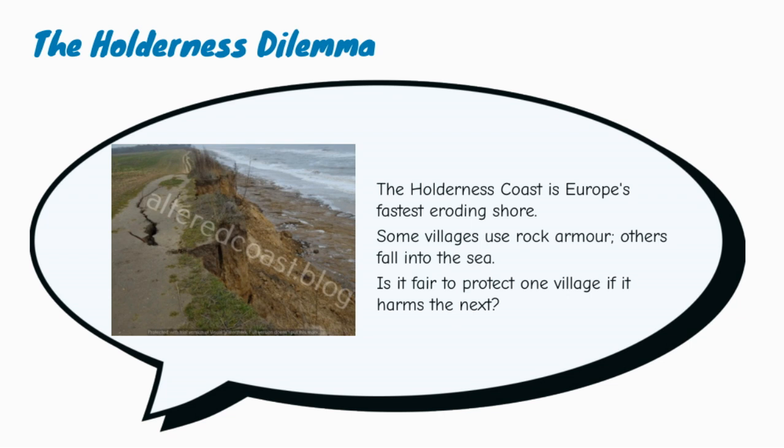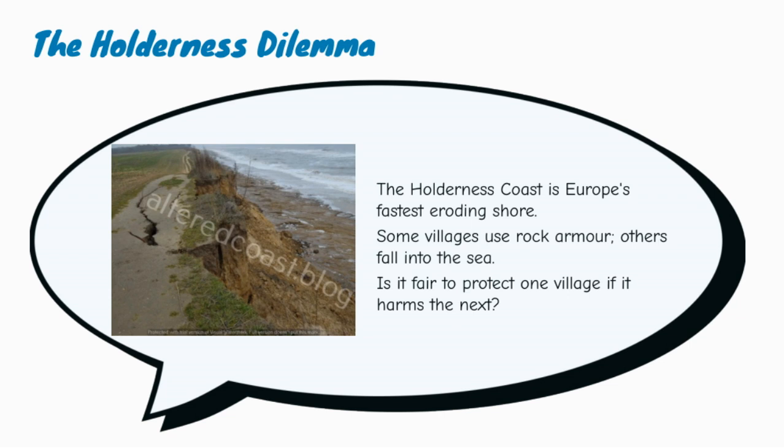This creates a difficult question. Is it fair to protect one village if it harms the next? For example, groynes can trap sediment and build up a beach in one place. But this means less sediment travels further down the coast. Neighboring villages may then lose natural beach protection and experience faster erosion.